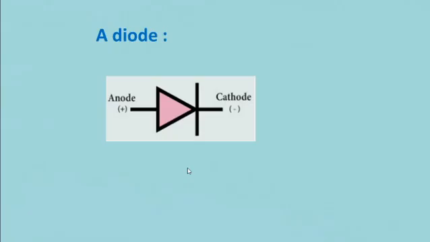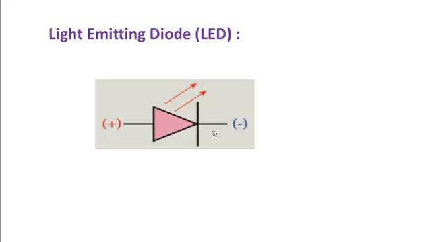Then the next one, diode. It contains an anode and a cathode. Anode is positive, then cathode is negative. It's the symbol of a simple diode. Light emitting diode, LED for short. It's a semiconductor device that emits visible light when an electric current passes through it. When we pass the electric current from the positive to the negative terminal, the light is visible.